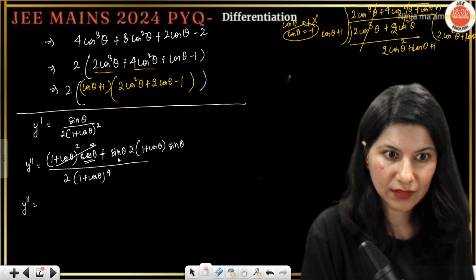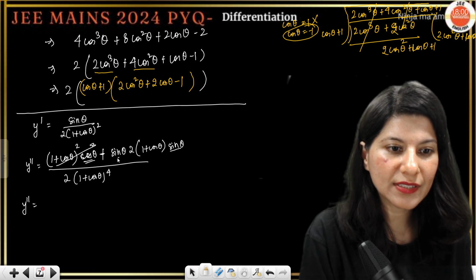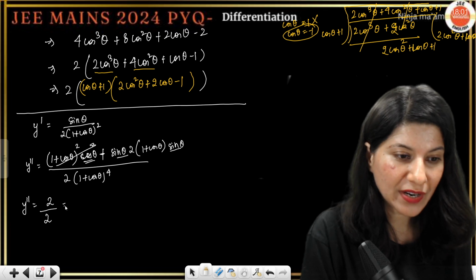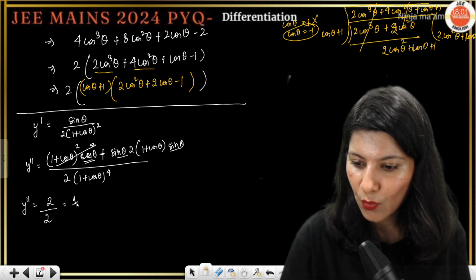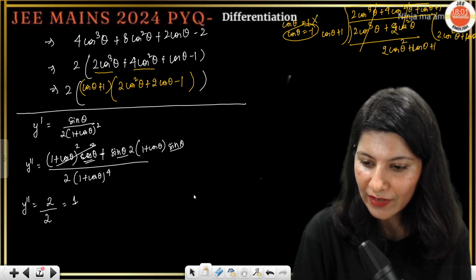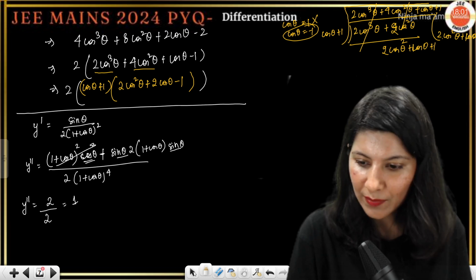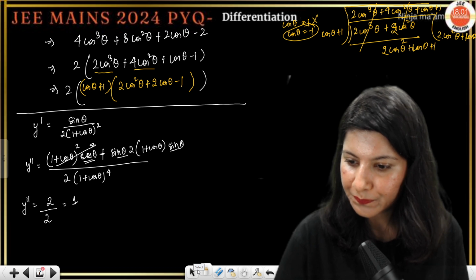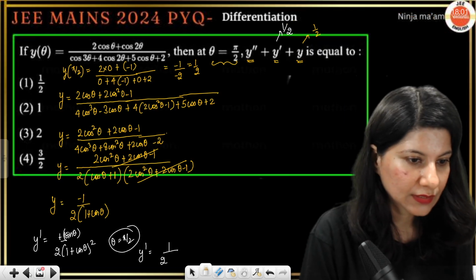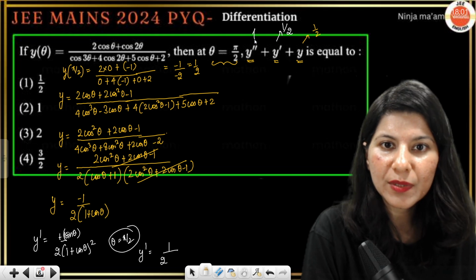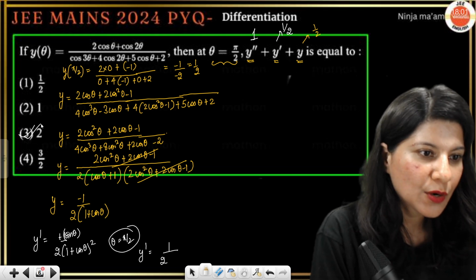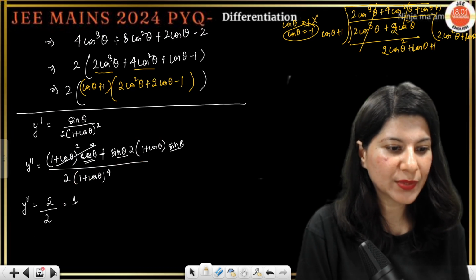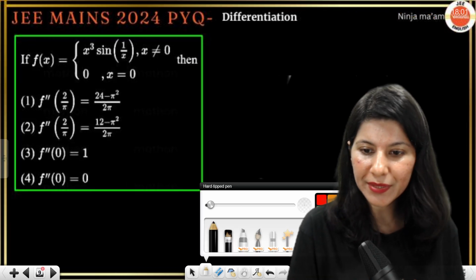Sin theta is again 1. This is also 1. This is also 1. So 2, that's it. 2 upon 2. So y double dash is coming out as 1. All right. So clearly y double dash is 1. So that means the final answer of this question would be 1 plus half plus half, clearly option C. Option C, 2 is absolutely right. Next question on your screen right away.